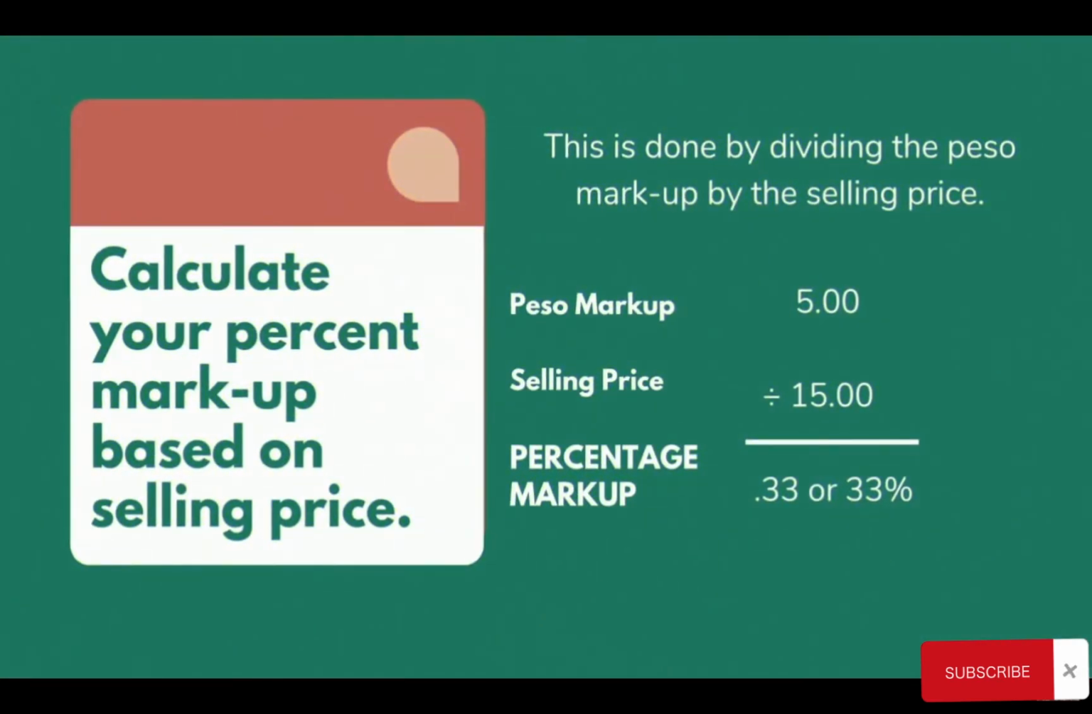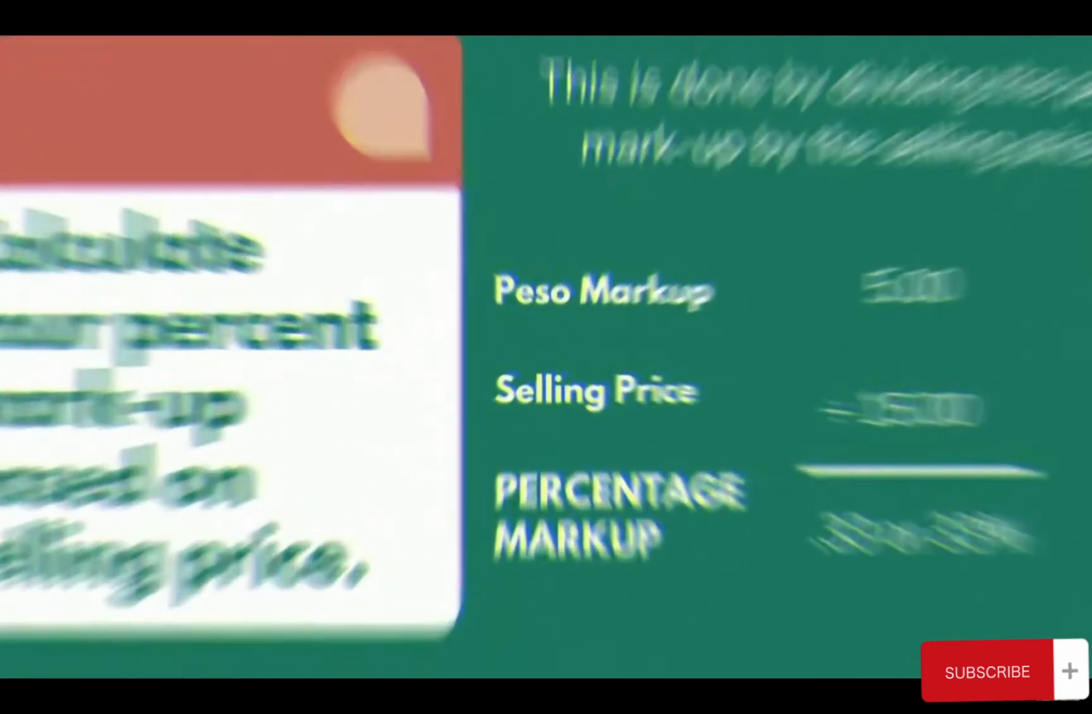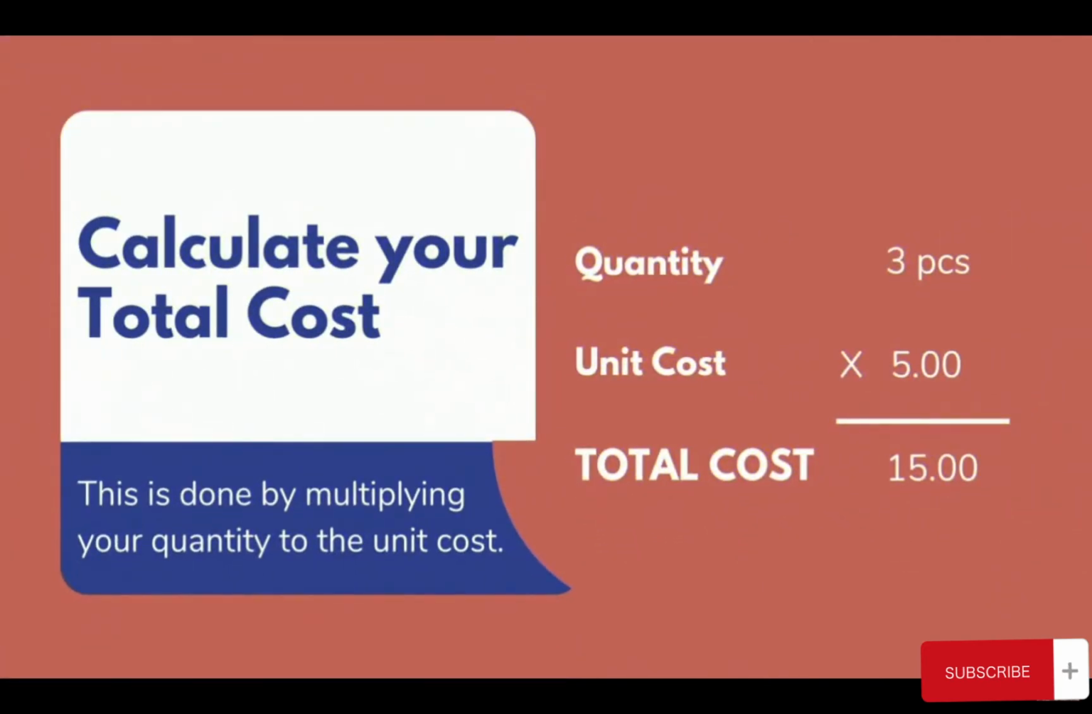Calculate your percent markup based on selling price. This is done by dividing the peso markup by the selling price. For our example, the peso markup is 5 pesos divided by the selling price, 15 pesos. Now, your percentage markup is 0.33 or 33%. Calculate your total cost. This is done by multiplying your quantity by the unit cost. For example, the quantity is 3 pieces multiplied by the unit cost, which is 5 pesos. Now, the total cost is 15 pesos.